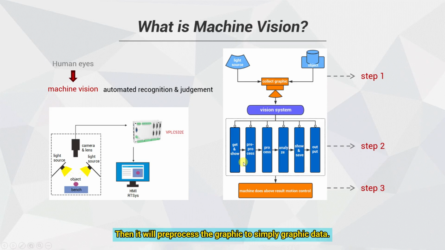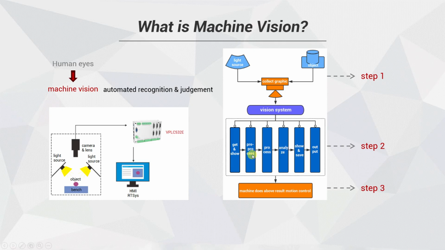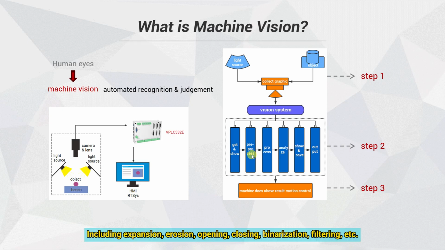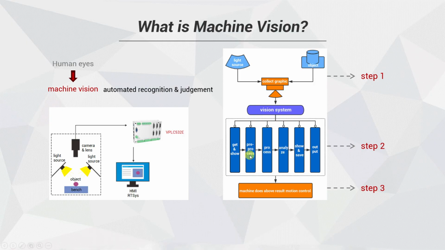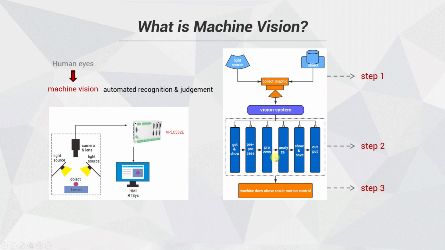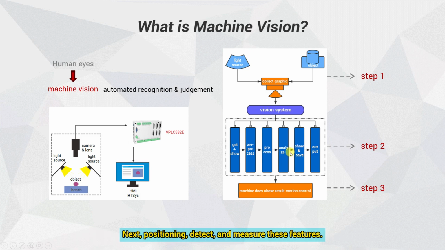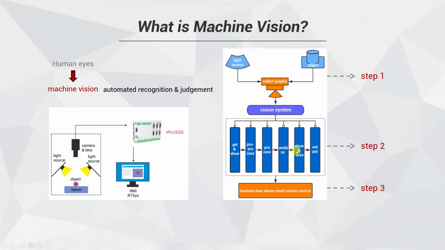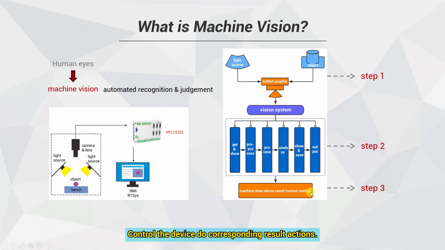Then it will pre-process the graphic to simply graphic data, including expansion, erosion, opening, closing, binarization, filtering, etc. Change graphic signals to digital signals according to pixel, brightness, color, etc. During this process, all kinds of operations are used to extract needed features. Next, positioning, detect, and measure these features. Then, enter the last step, do data interaction. Control the device, do corresponding result actions.